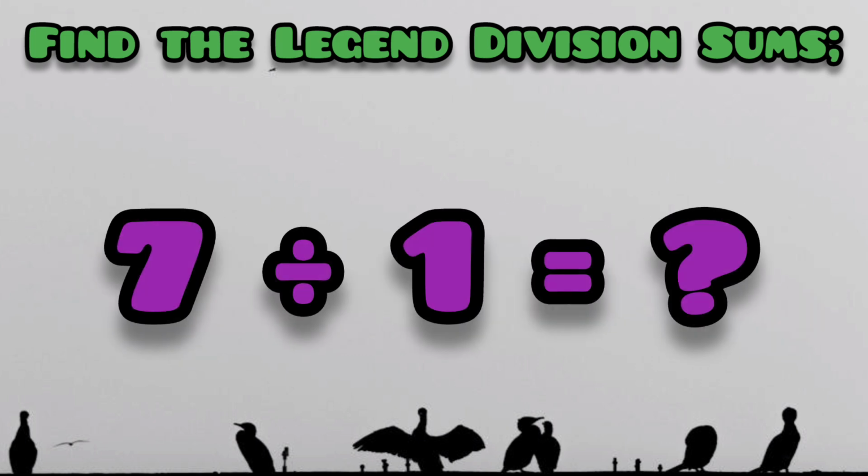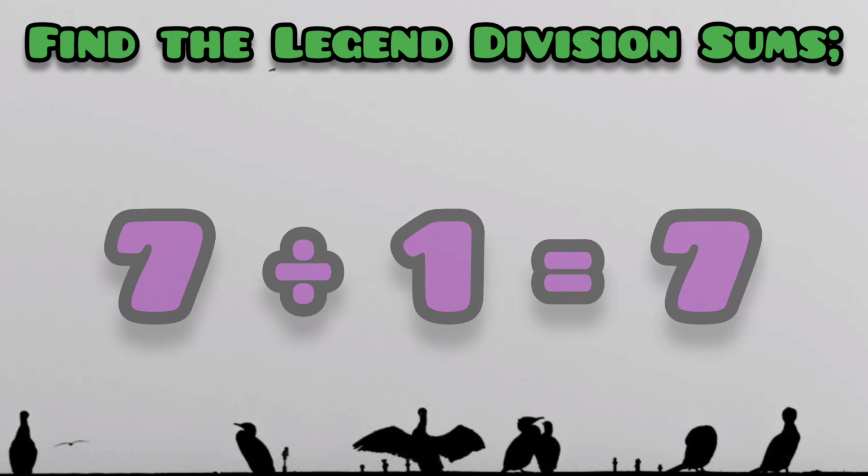Then next question: 7 divided by 1 equal to what? 7 divided by 1 equal to what? The correct answer for 7 divided by 1 is 7. 7 is the correct answer.